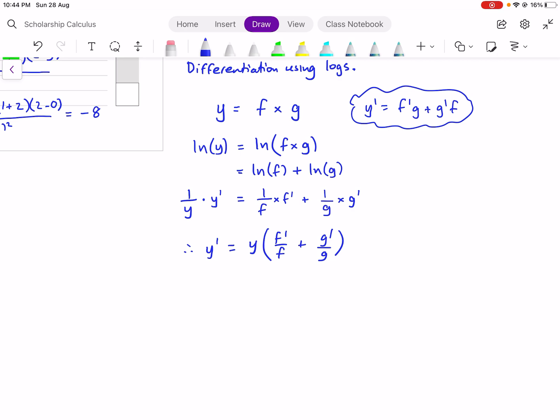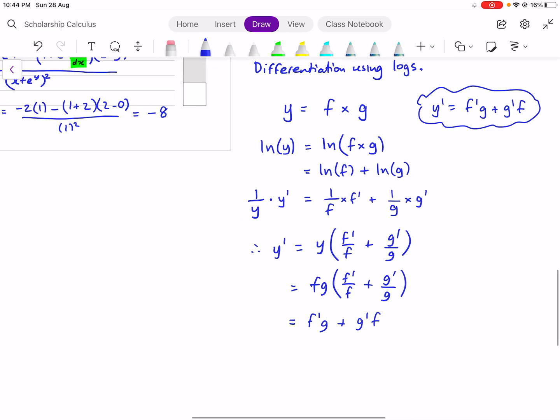So we get that, and then remember that y was equal to f times g. So we've got fg times f dash over f plus g dash over g, which doesn't look like the product rule, but see that in the first term, the f's cancel, and you get f dash g. In the second term, the g's cancel, so you get g dash f. That's pretty neat, right? And I didn't have to use any product rule, I just diffed implicitly.